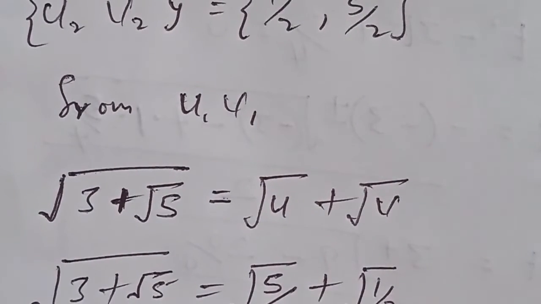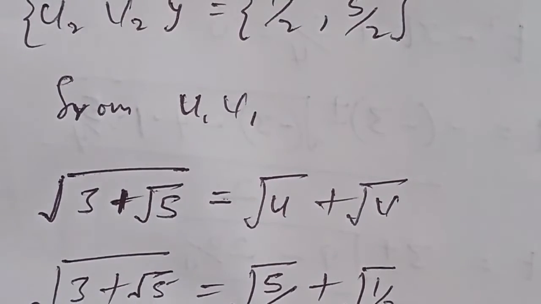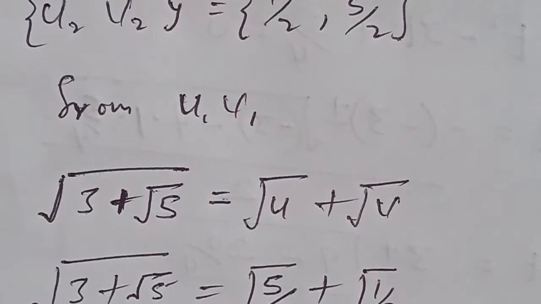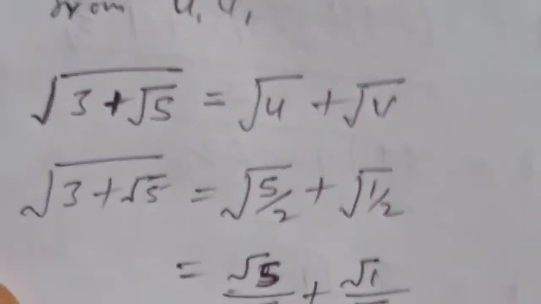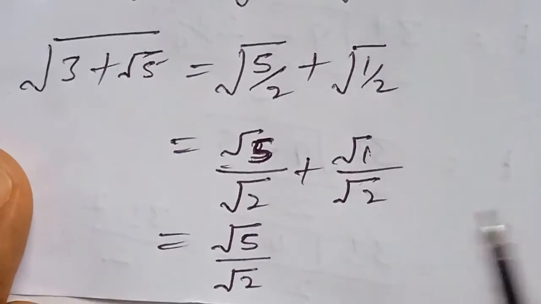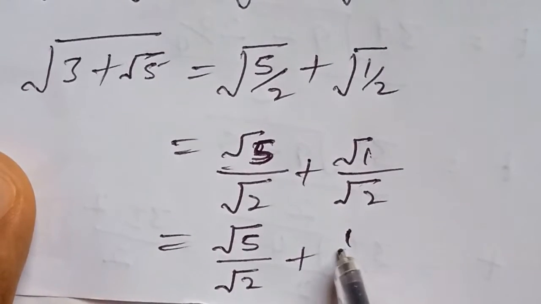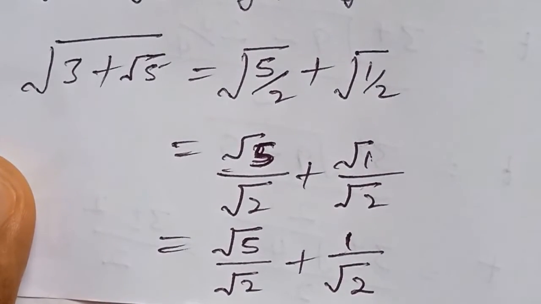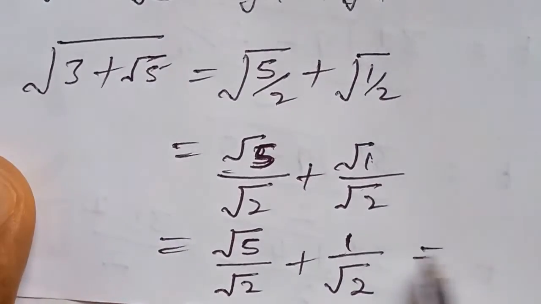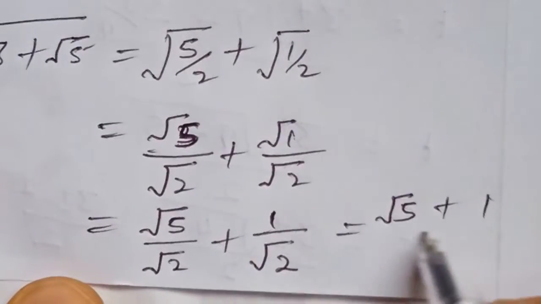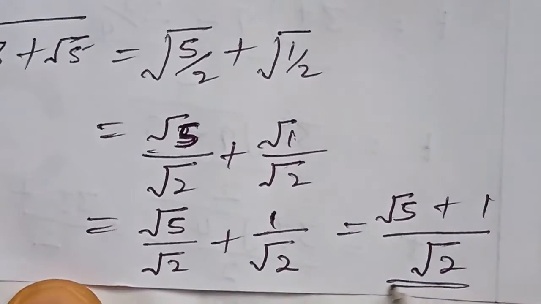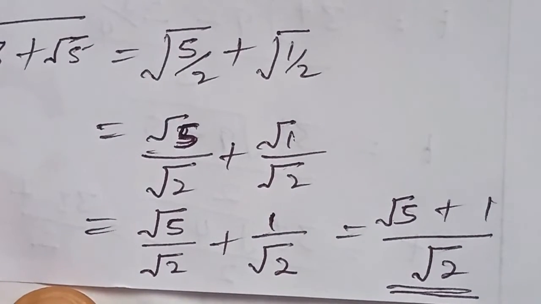So this will give us square root of 5 over square root of 2 plus square root of 1 over square root of 2, and that is square root of 5 over square root of 2 plus 1 over square root of 2. So this will give us square root of 5 plus 1 over square root of 2 as the final simplification of the numerator.